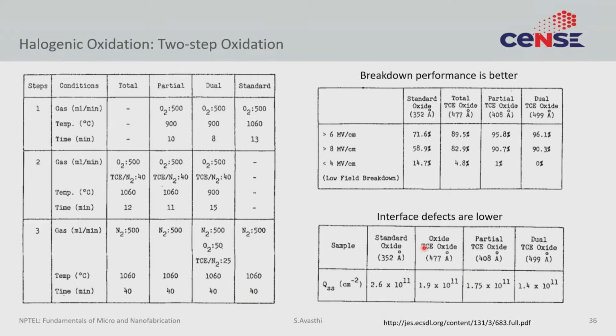One thing that industry often does is a two-step oxidation, where there is both a low temperature and a high temperature process, so that both the goals can be achieved or a better compromise can be reached. I will not go into very excruciating detail in this discussion, it is too advanced for this course. I will just leave this slide here for you to look at and to appreciate why, depending upon whether you want breakdown or whether you want lower interface defects, you could select one recipe over the other.